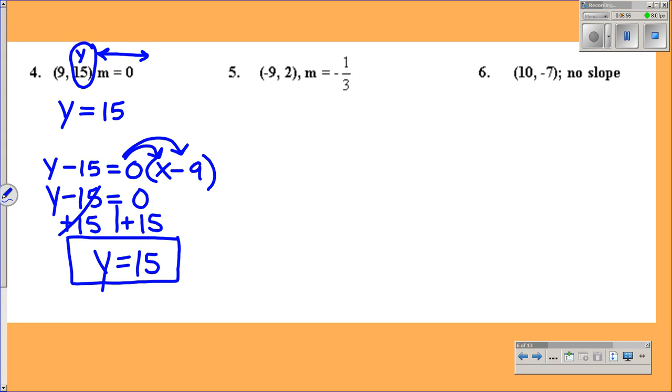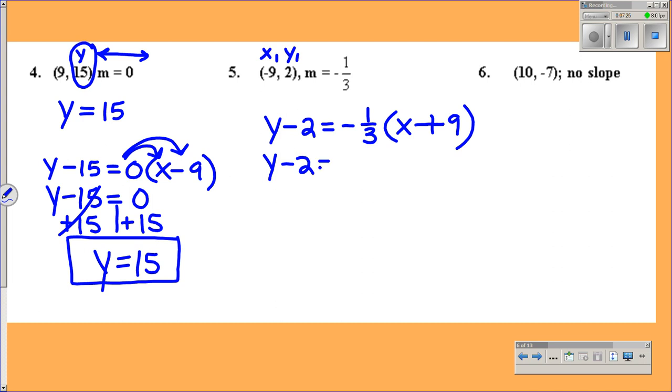Okay, for number 5, we're looking at another fraction. Again, we're going to have to distribute that fraction through, so hopefully it'll cancel out. So we're going to say this is our x1, our y1, and our slope is negative 1/3. So we're going to write this as y minus 2 equals negative 1/3 times x minus negative 9. So go ahead and change that to plus 9.